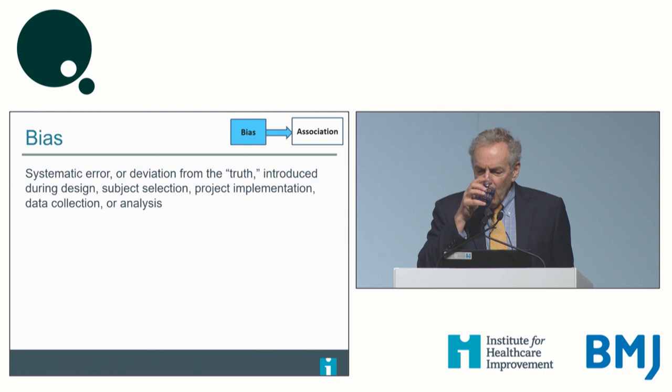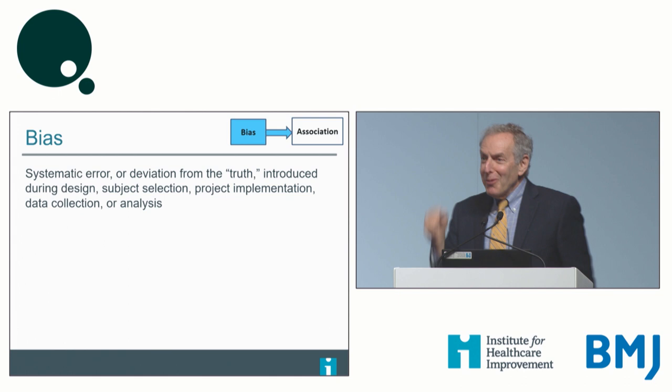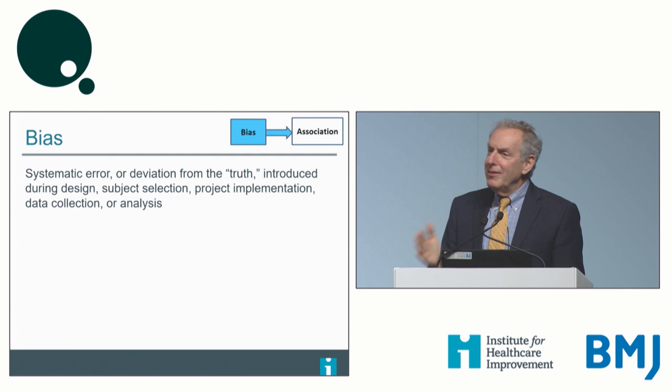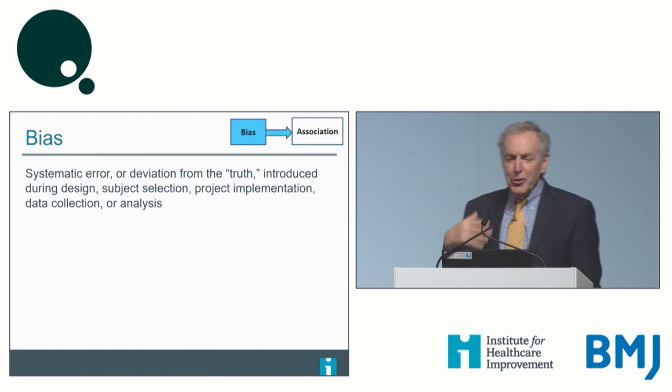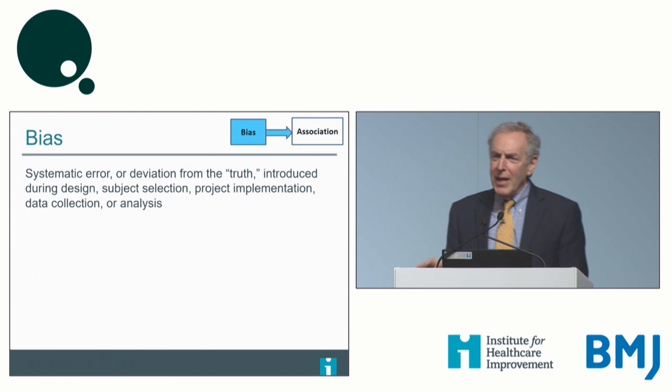You see, I'm getting really excited, so I'm getting hoarse. So here's really exciting stuff. Bias is systematic error or deviation from truth, and we're all really interested in truth these days in my country, introduced during design, subject selection, project implementation, data collection, or analysis. All of those steps are subject to bias.